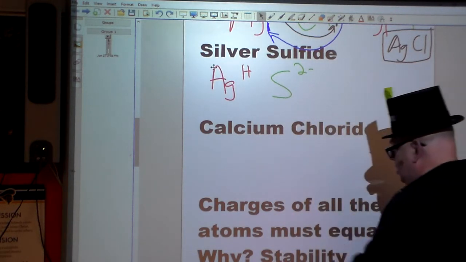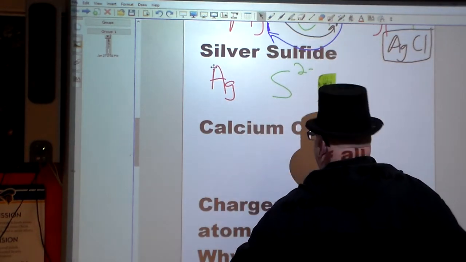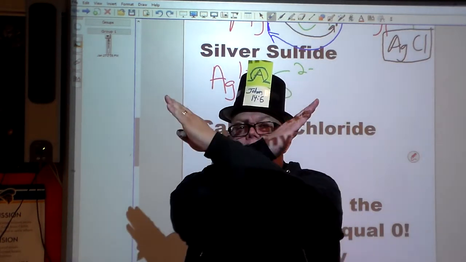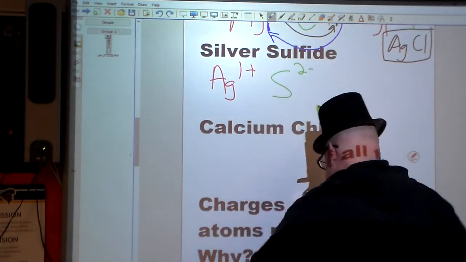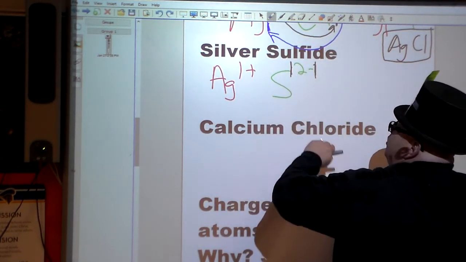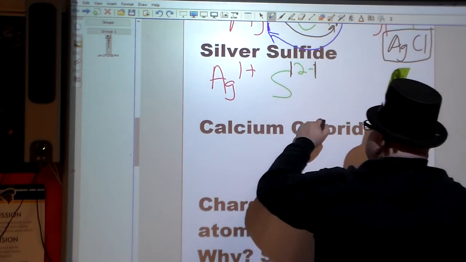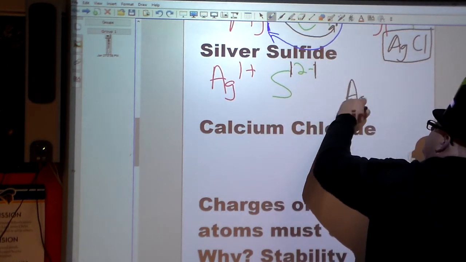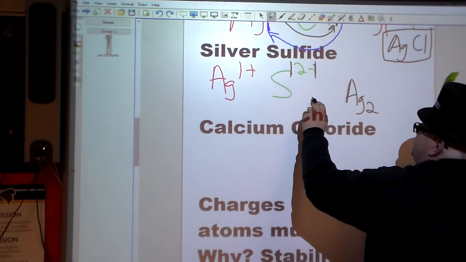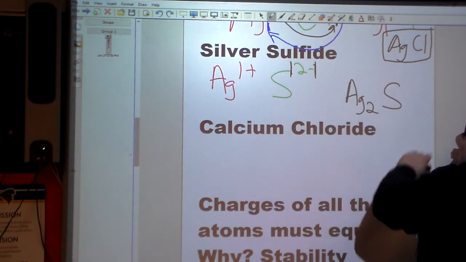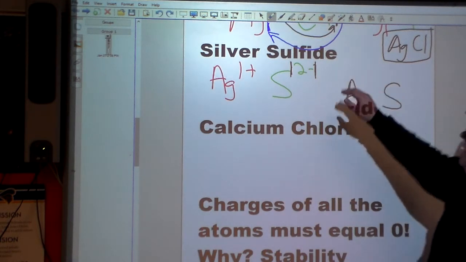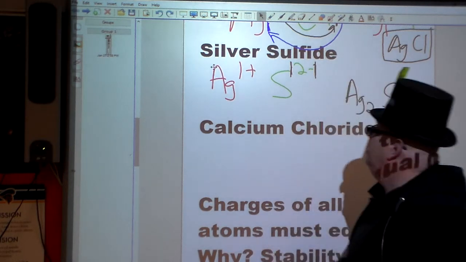So that kind of looks like an H, doesn't it? All right, let's fix that. Boom. Now, all we've got to do is the power of the crisscross. That's right, a crisscross. So, we're going to change this with the absolute value bars and make this a +2. So we're going to have an Ag2, and over here we're going to have a 1, and we're going to bring that down to the S, but we don't show the 1, do we? No, we don't. So we have Ag2S. That is silver sulfide. Okay?